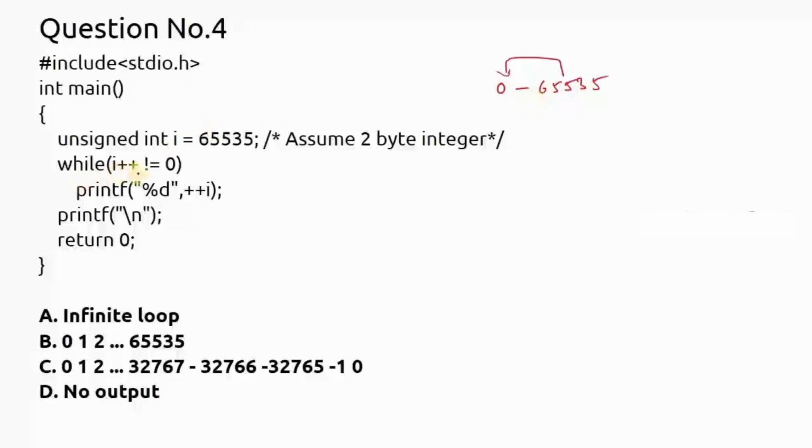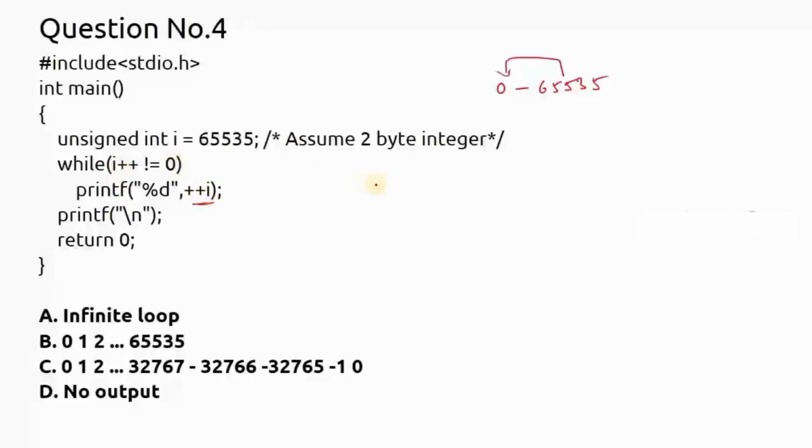Now in i++, you can see it's a post increment, not pre increment. Post increment means first it will check the condition. What is the i value? 65,535. Is it not equal to 0? Yes, it is not equal to 0. Now it comes here, so it will execute ++i. What is ++i?